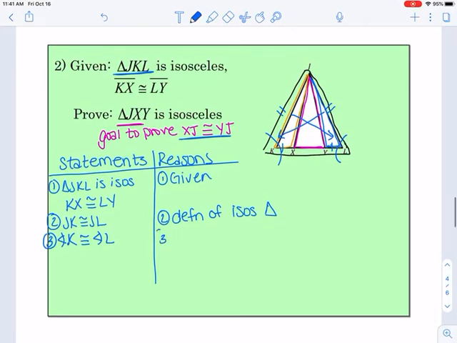So the reason is angles opposite congruent sides are congruent.